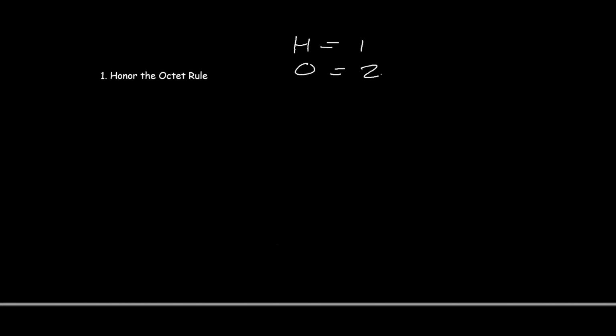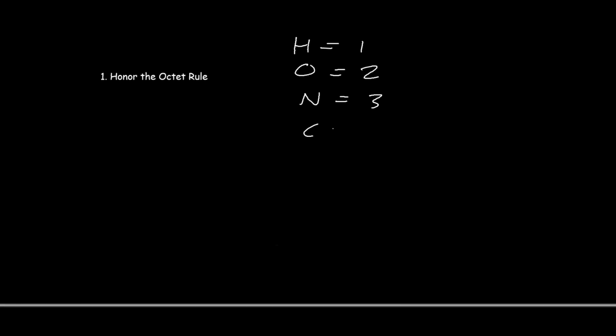The first rule we have to follow is honoring the octet rule and following the HONC rule, which is something that we went over in a previous video. If you need a review on that, go ahead, but I'll try to summarize it pretty simply. It's the idea that hydrogen likes one bond, oxygen likes two bonds, nitrogen likes three bonds, and carbon likes four bonds.